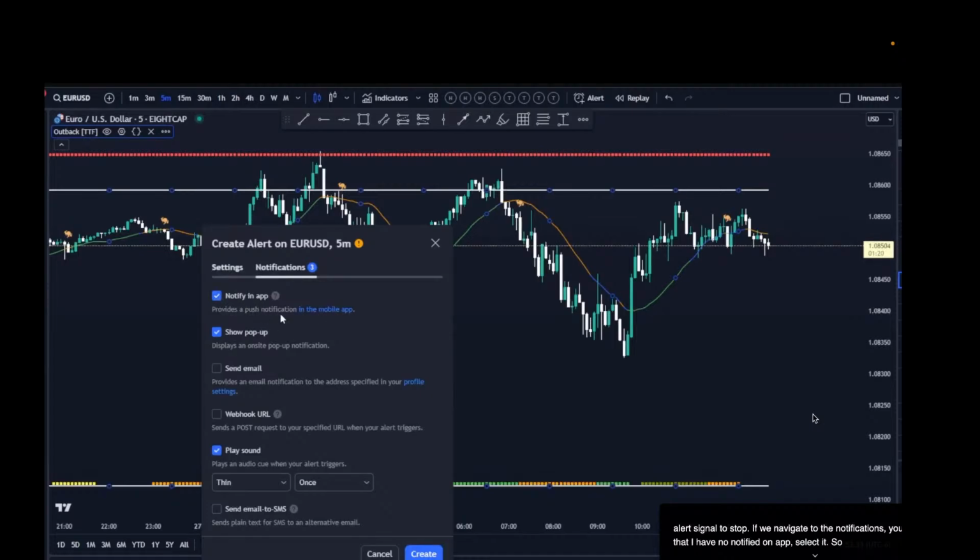So if I have push notifications on my phone on the TradingView mobile app, I'll basically get a text message from TradingView when this alert pops. Show pop-up is turned on, and that's what I was talking about here in the bottom right. You'll see, if you're on your computer and you have show pop-up on, it will appear in the bottom right. You could send it to email, you could do a webhook URL, you could play a sound. This sound can be pretty sharp at times, so be careful with the volume, and then you could also do SMS as well.